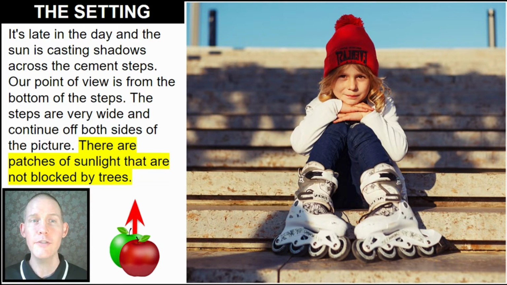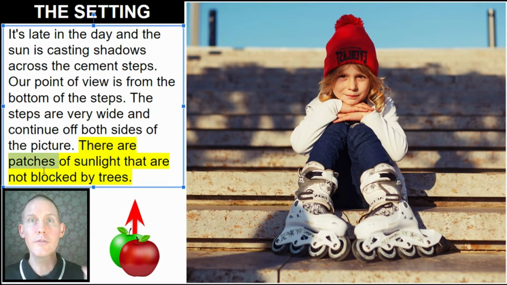There are patches of sunlight that are not blocked by trees. So if we talk about patches, we're talking about small sections, small pieces. If we look at the stairs, there's no shade, and then there's shade, then there's a shadow, no shadow, right? So there are bits and pieces in between where there are no shadows. So the light comes through, all right? There's sunlight, light from the sun, that is not blocked by the trees. We can see some of it here, all right?